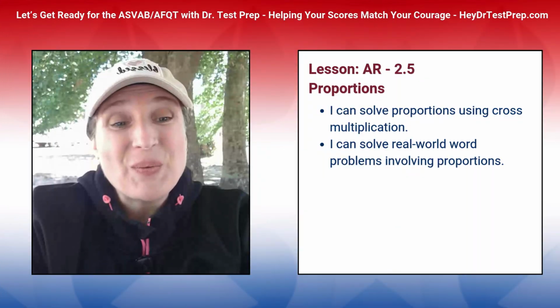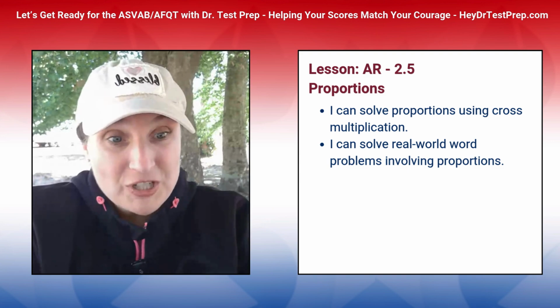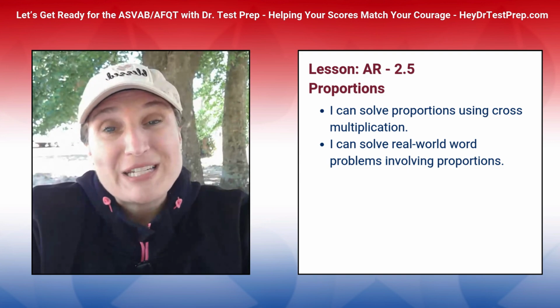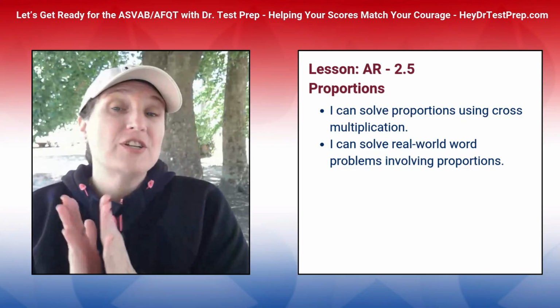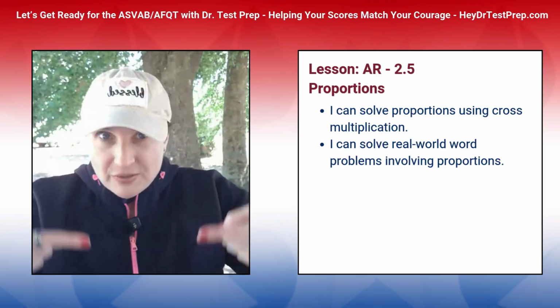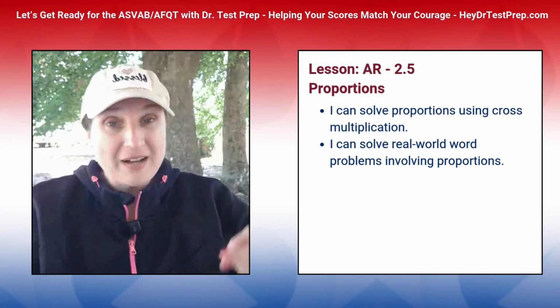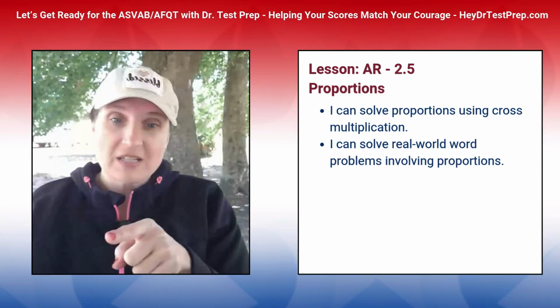All right, so we are looking at proportions, and we are specifically looking at I can solve proportions using cross multiplication, and I can solve real world problems relating to proportions. Now, I do want to emphasize that when it came to multiplication of fractions, we could multiply up and down and reduce the fraction. We could reduce the fraction in a multiplication up and down, and we could reduce it diagonally, but we could not do it straight across.